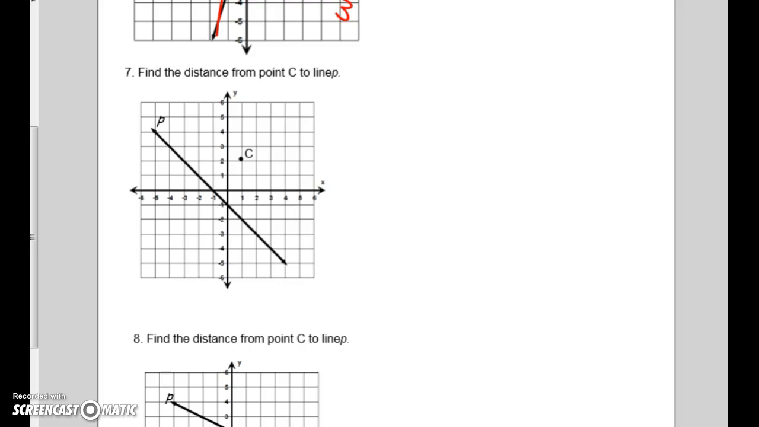Okay, so then again, if I'm going to find the distance from C to line P, remember, I'm not going from C to P. I want to find the perpendicular. So the first thing I need to do is to find the slope. What is the slope of this line?